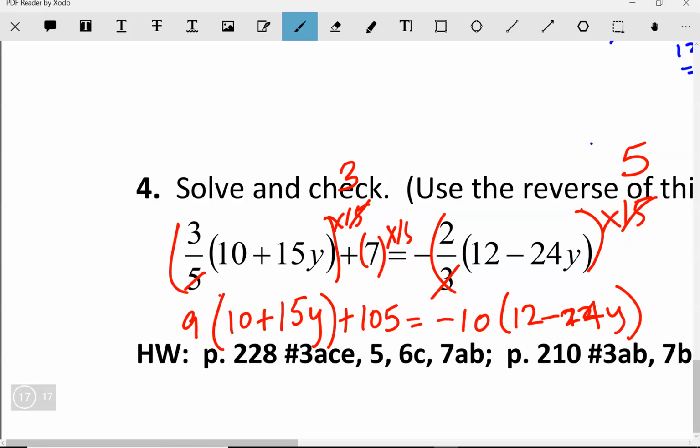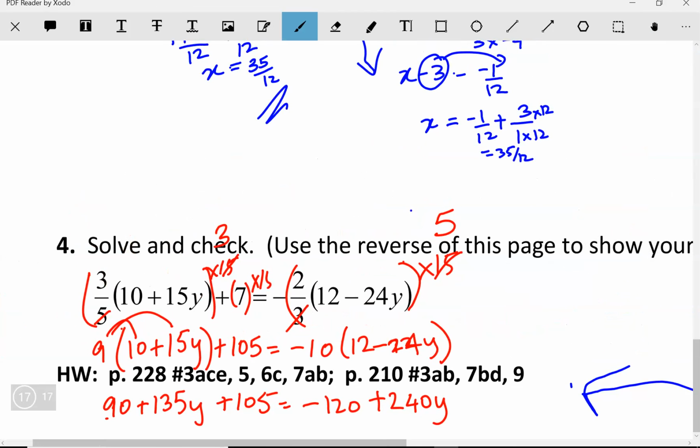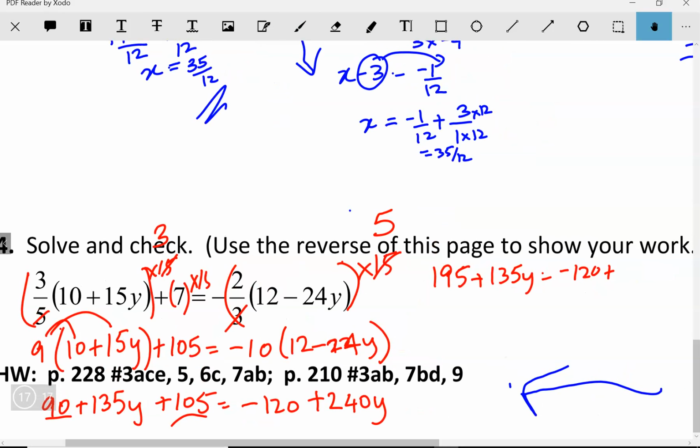There. Now I'm going to use distributive property. 90 plus 135y plus 105 equals negative 120 plus 240y. Okay, first we can actually combine some things. 90 plus 105 is 195. So I am going to write that 195 plus 135y equals negative 120 plus 240y.